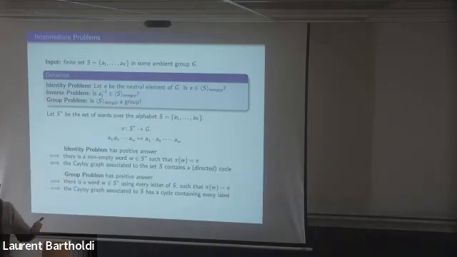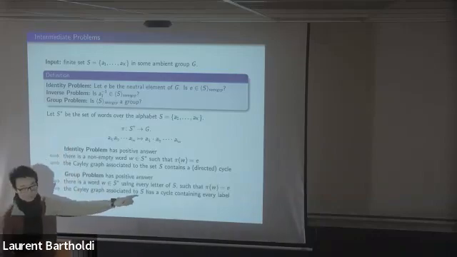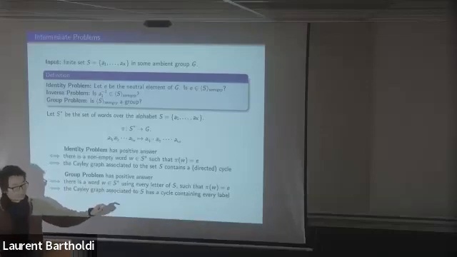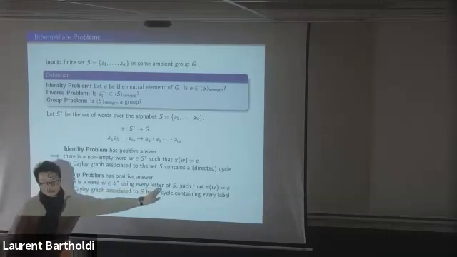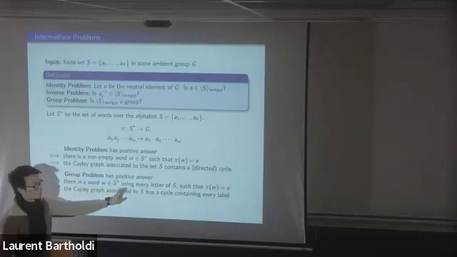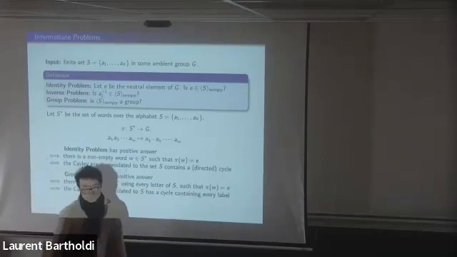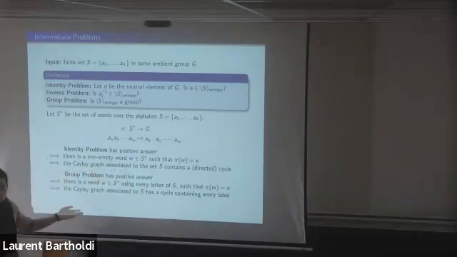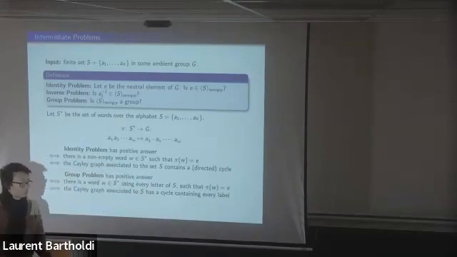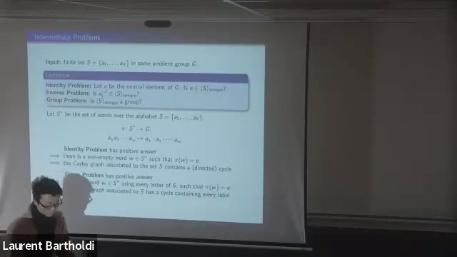Similarly, the group problem, if you can formulate it in a similar way: is there a word over the alphabet S using every letter of S such that the product is the identity? Because if that's the case, then you can invert every letter in the alphabet S. And if every letter in the alphabet S is invertible in the semigroup, you can multiply them together and get a word that's the identity. And it's equivalent to asking whether the Cayley graph associated to the generators S contains a cycle where every label is used.